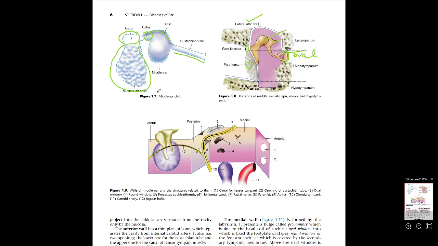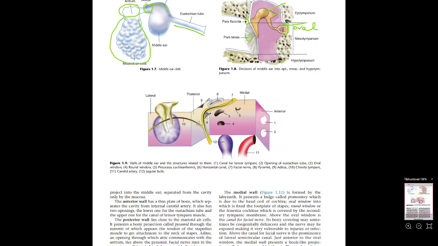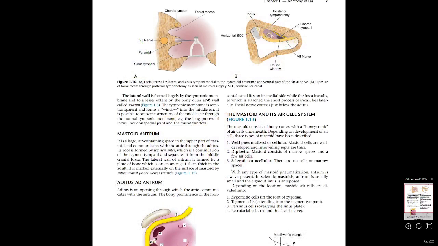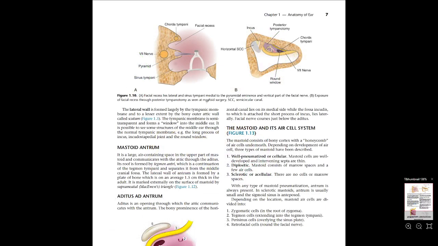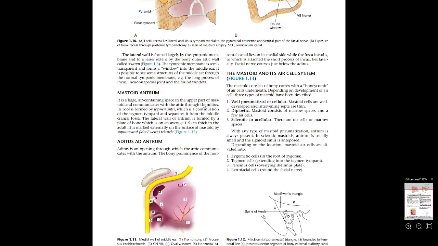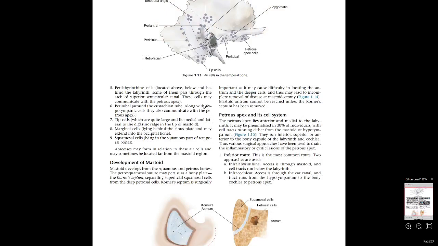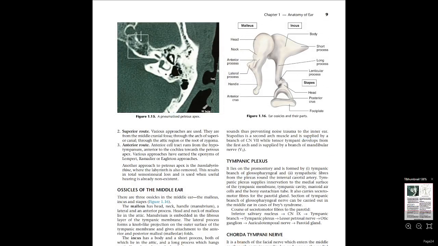I hope you got this as well. These parts are not much important. Now we do the ossicles. This is the malleus, this is the incus, and the stapes. The important part is the footplate joining with the oval window, and this is the handle of the malleus.